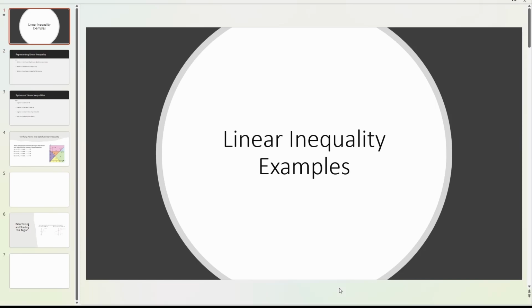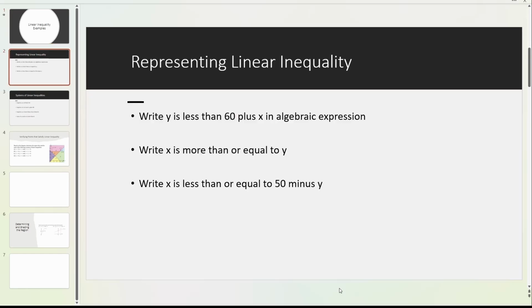Hello, my name is Ahmad Lutfi Effendi bin Ahmad Ramzi from Group 1, and today I'll be discussing example questions for the subject Linear Inequality, Form 4, Chapter 6. For the first subtopic, representing linear inequality, we will be discussing questions on expressing sentences as algebraic expressions.